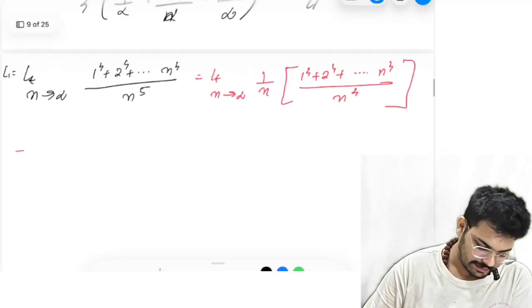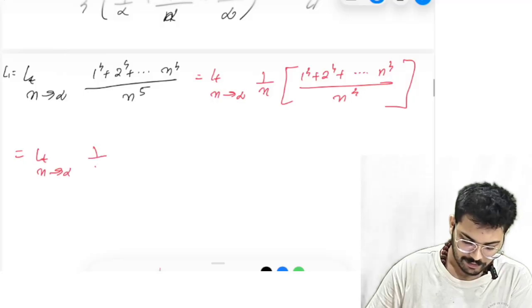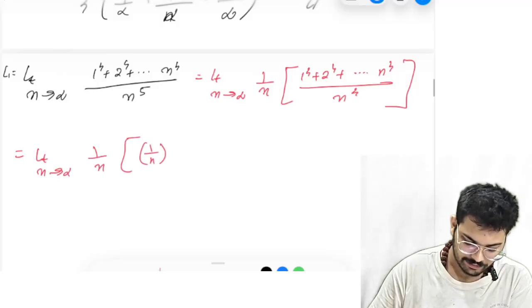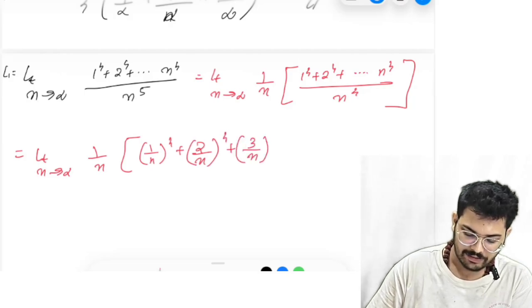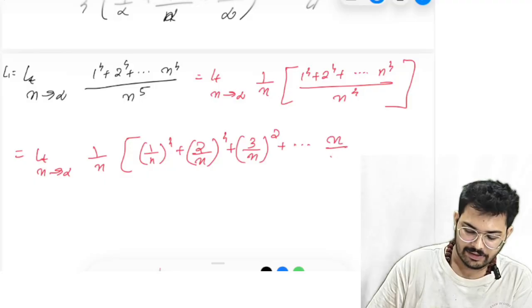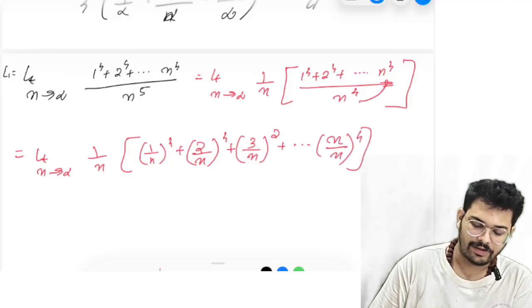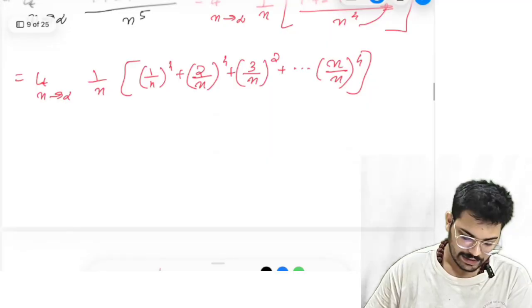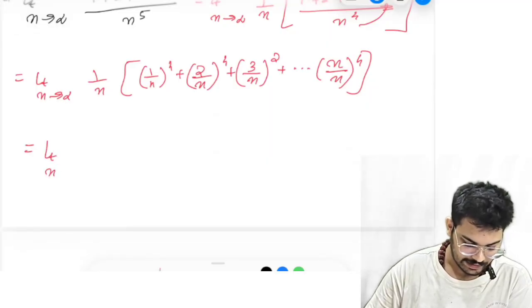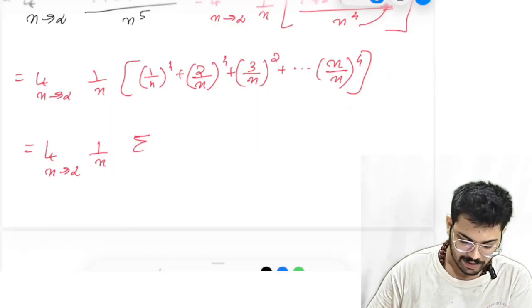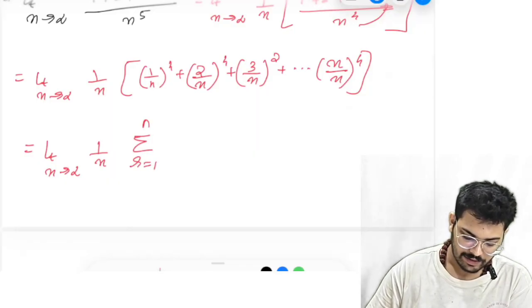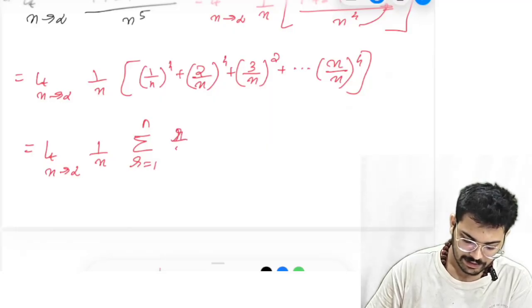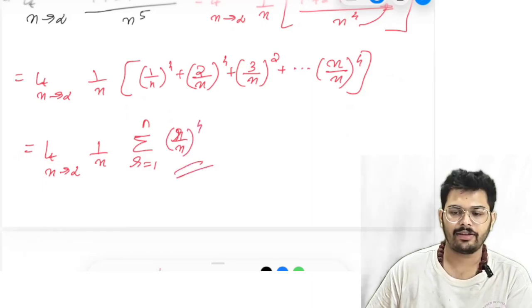Now this can be written as limit n tends to infinity 1 by n into 1 by n the whole raised to 4 plus 2 by n the whole raised to 4 plus 3 by n the whole raised to 4 plus etc. n by n the whole raised to 4, splitting those values. In the next stage, this can be written as limit n tends to infinity 1 by n into sigma r varies from 1 to n of r by n the whole raised to 4. You can write it with the sigma notation.